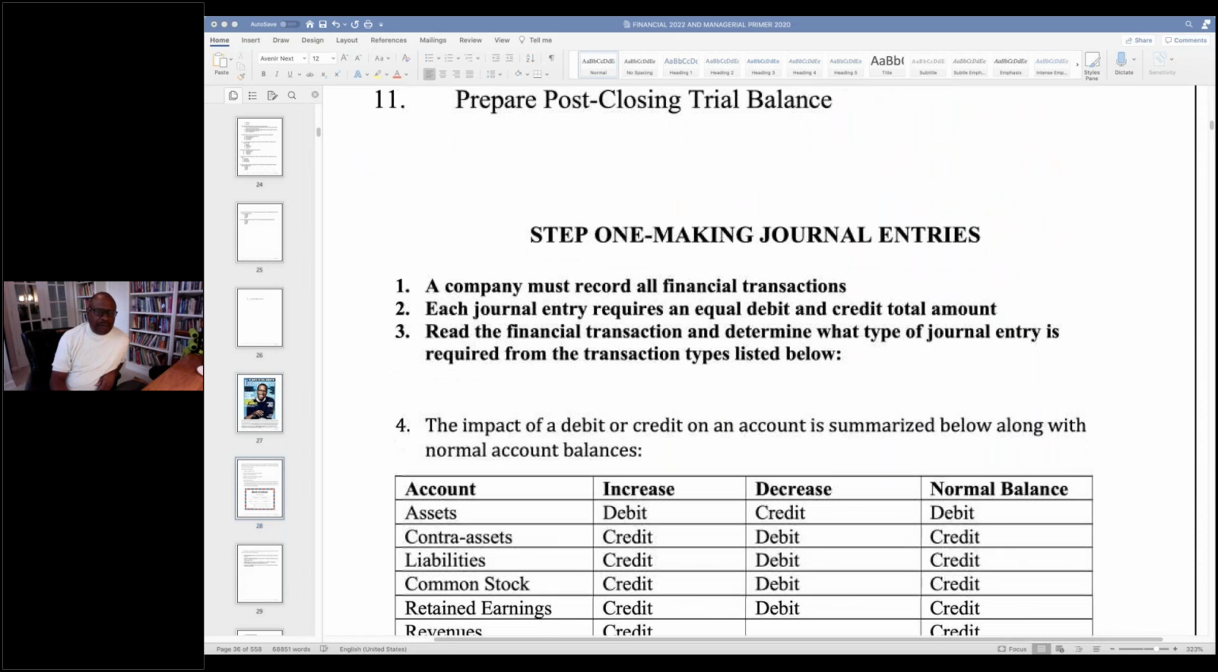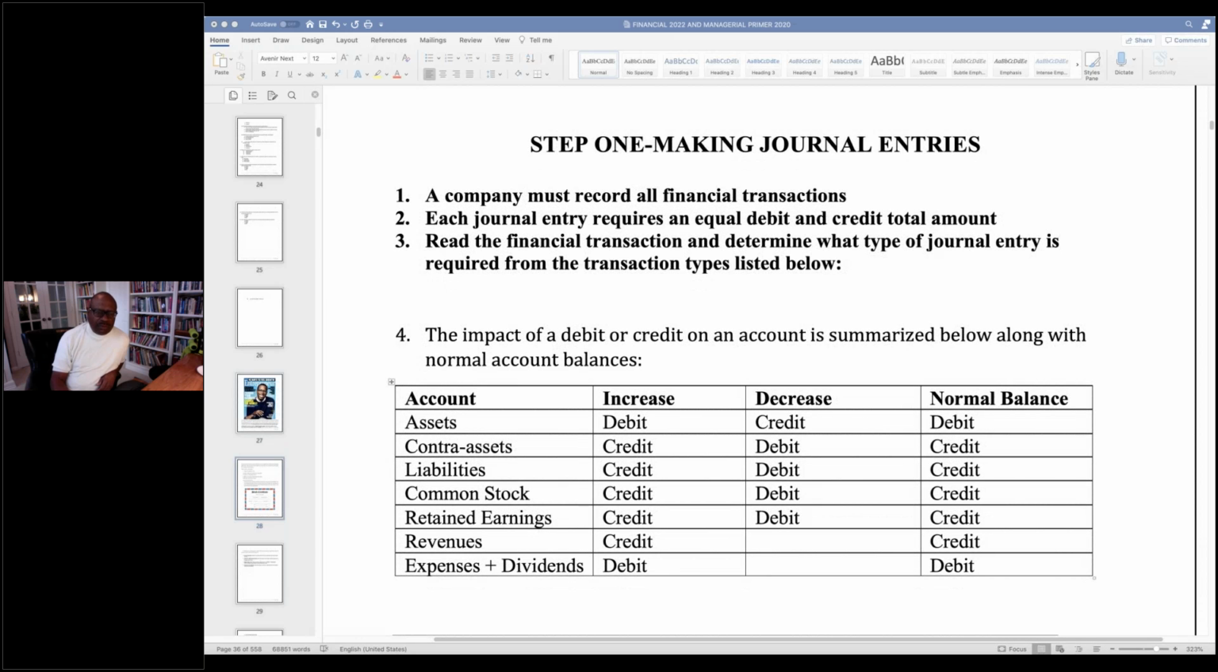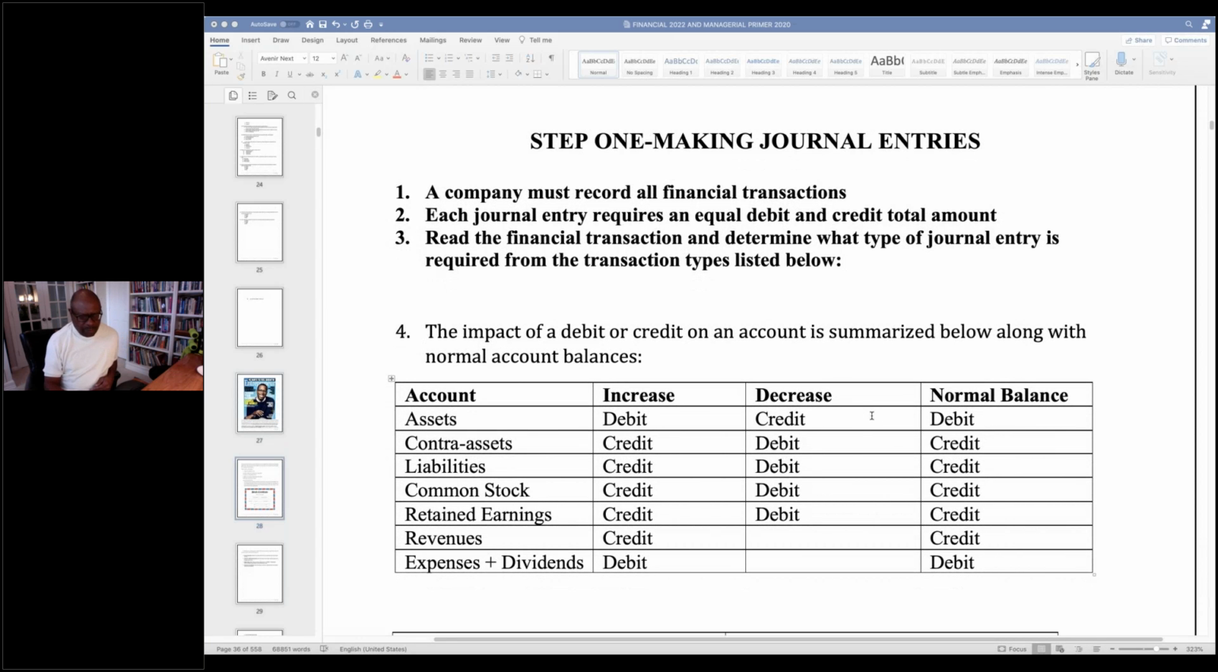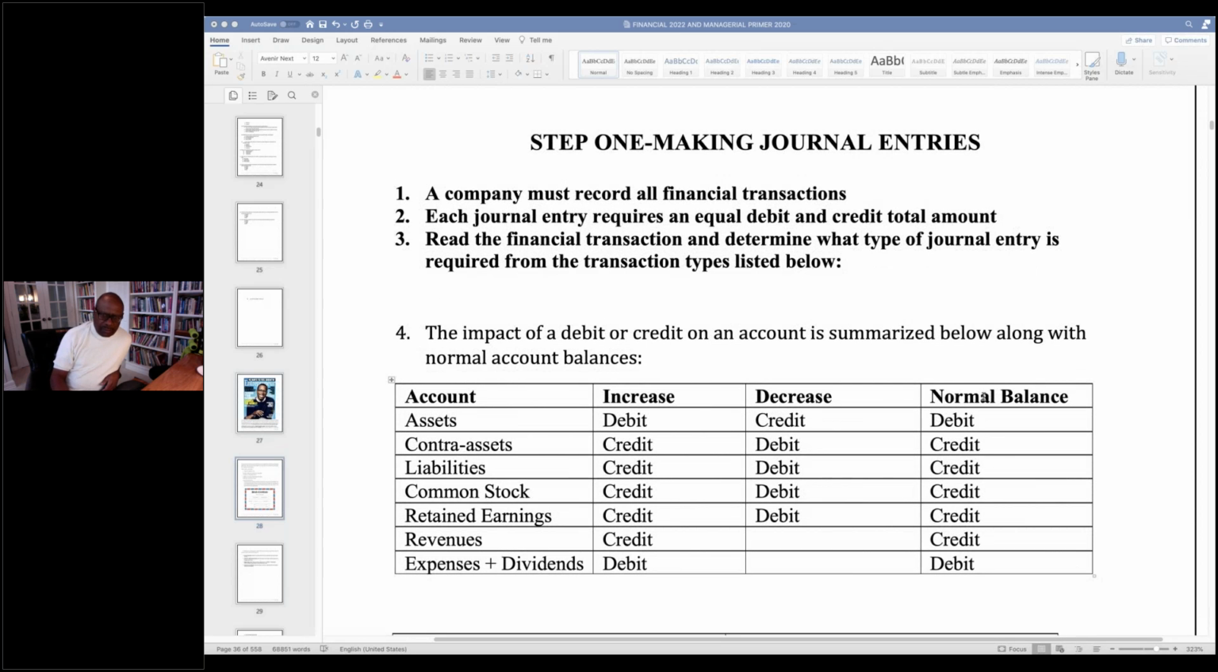And that first step was making what? Journal entries. And here's a little chart that you're tested on in your assessment exam. You can have an asset: a debit increases it, a credit decreases it. The balance of an asset account, if it's not a contra asset, is a debit. For contra assets, a credit increases them, a debit decreases them, and the normal balance is a credit.